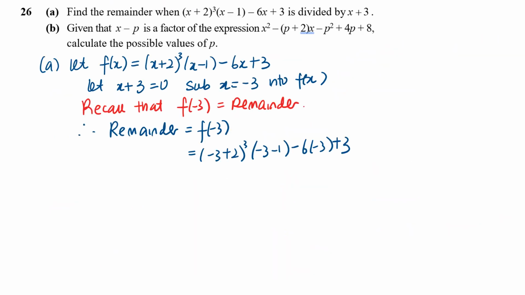All right, polynomials again. Okay, right. So this is something that's important. You need to recall this one. If you've already forgotten this, then it's time to do some revisions. Recall that f of negative 3 will give you the remainder.